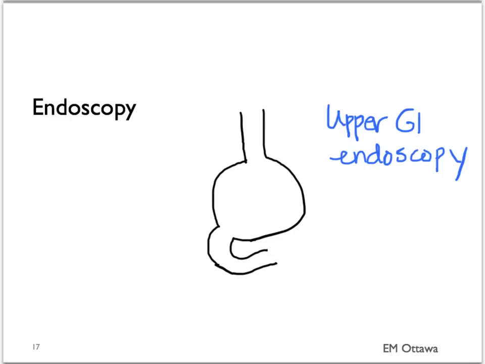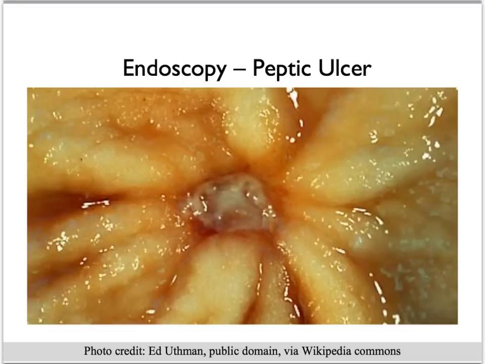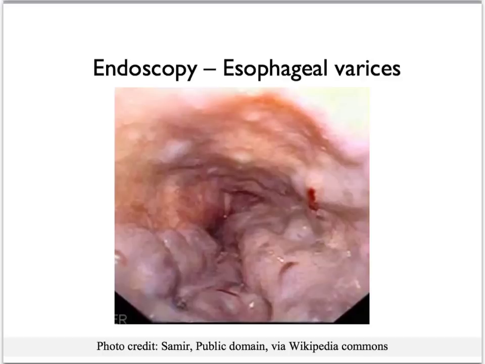These are done by trained gastroenterologists. In upper GI endoscopy, we will be able to see what's bleeding in the stomach, the esophagus, and the first part of the duodenum. On endoscopy, this is what a peptic ulcer might look like. You can appreciate how, if it's bleeding actively, it might be very hard to see the base. On endoscopy, these are what esophageal varices would look like, these bulging blood vessels right at the GE junction.